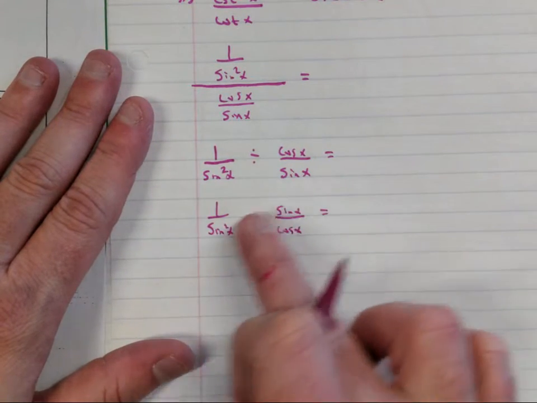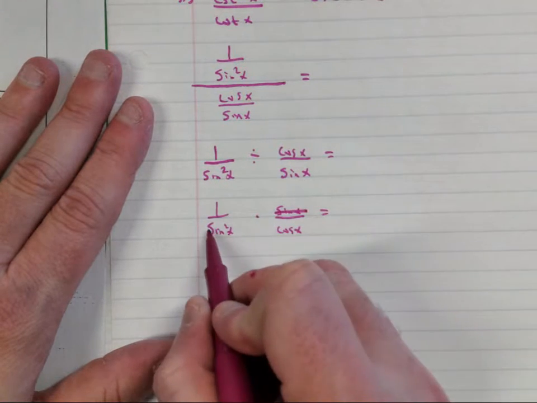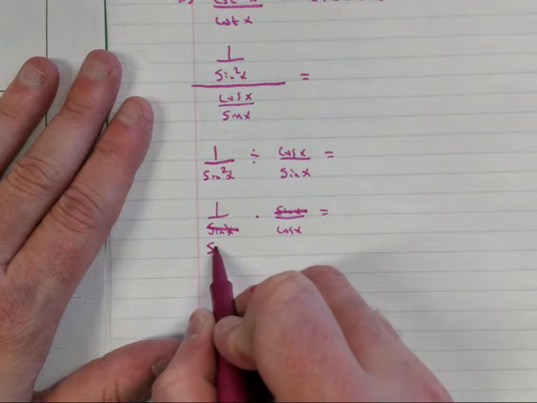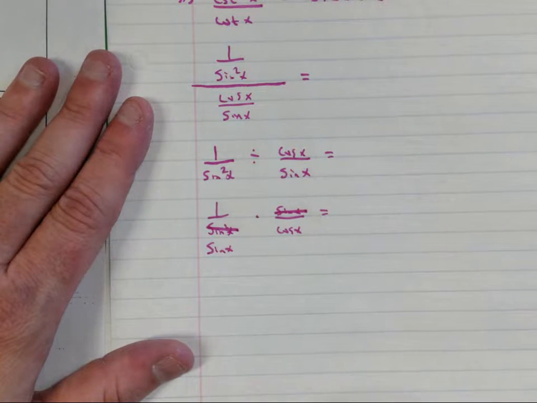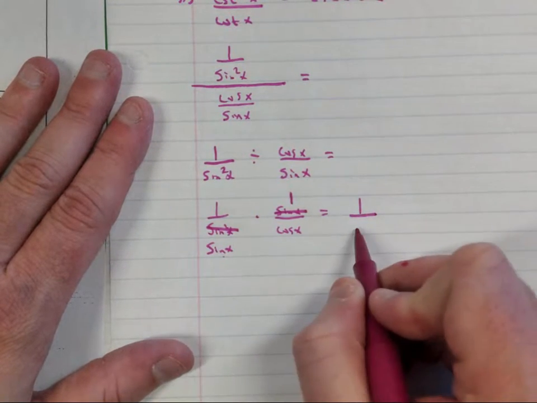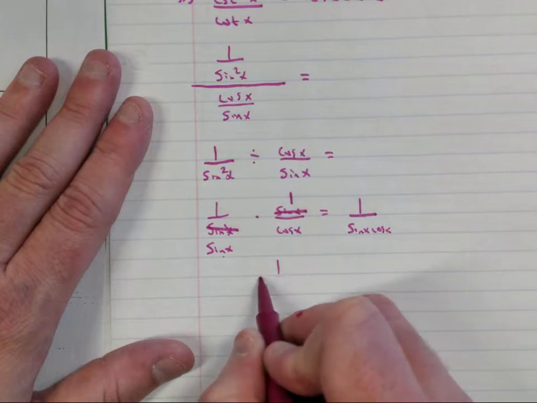Could I cross simplify here? I could take how many signs out? One. If I take one there, it's gone. I take one, how many are left here? What's left in this spot right there? One times one is one. Sine x times cosine x is sine x cosine x. I don't know why I put it here. I should have put it down here.